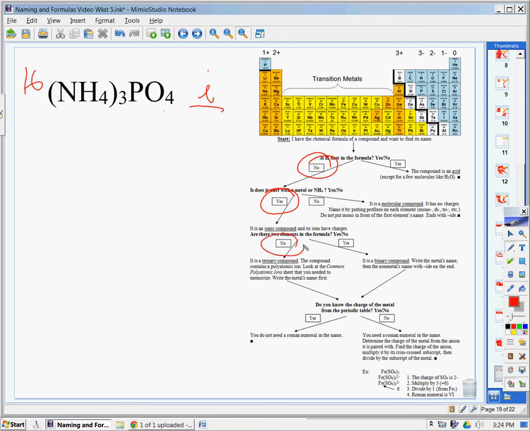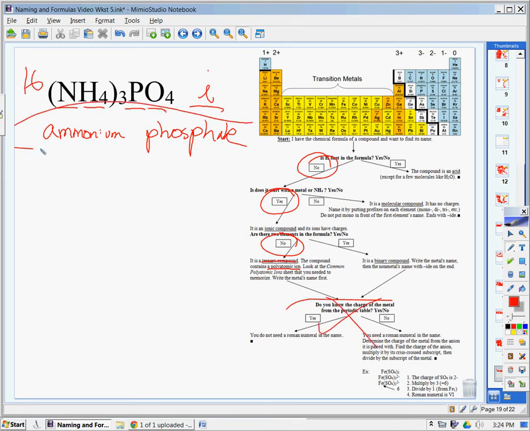Are there 2 elements? No. 1, 2, 3, 4 elements this time. It's ternary. It contains a polyatomic ion. In fact, it contains 2 of them. This is ammonium, and this is phosphate. And since there's no metal involved, you can't even answer this last question. It's not relevant. That's the answer, ammonium phosphate.